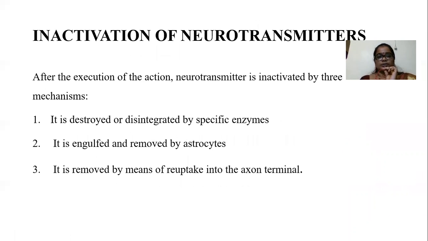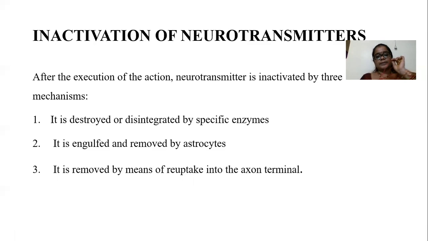After the execution of the action, the neurotransmitter is inactivated by three mechanisms. How is it inactivated? First, it is destroyed or disintegrated by specific enzymes. Second, it is engulfed or removed by astrocytes, which are an example of neuroglia. The third mechanism is removal by reuptake into the axon terminal.